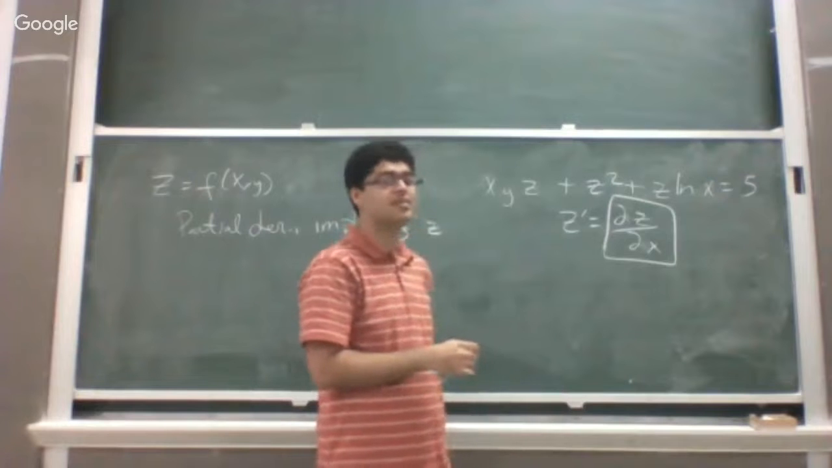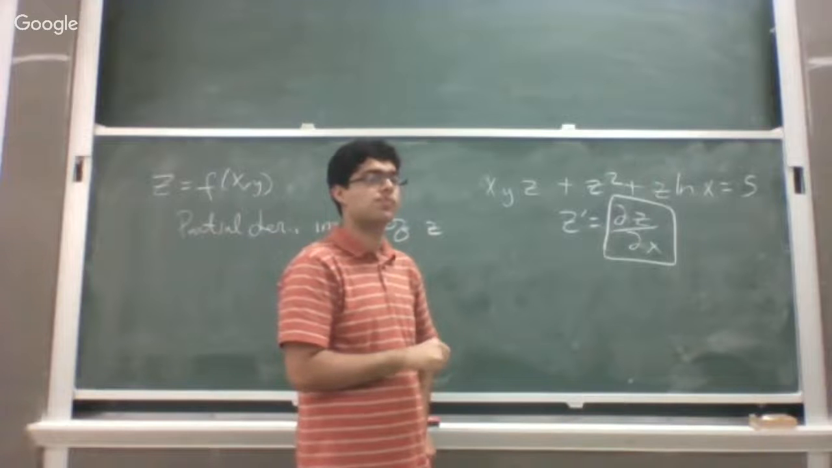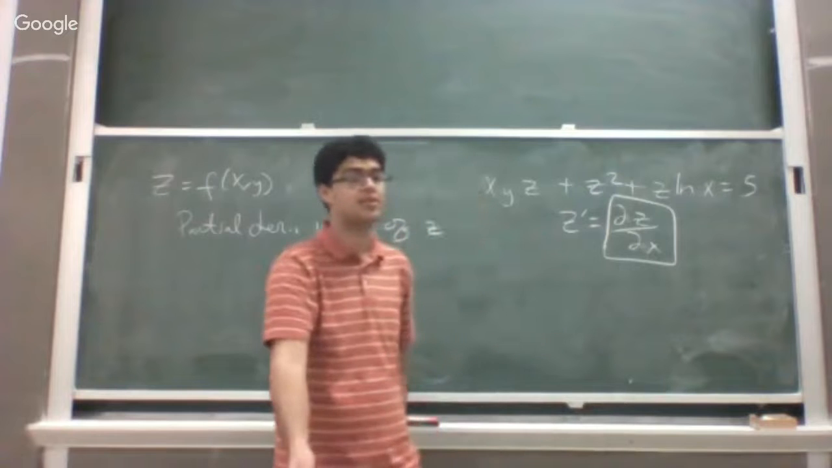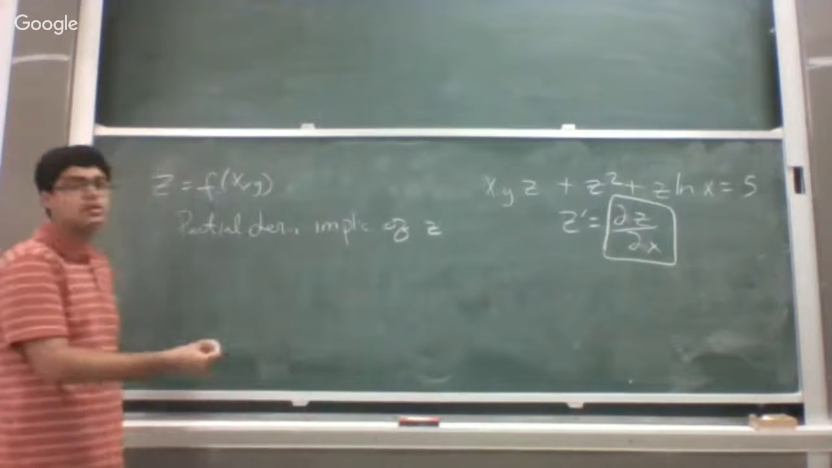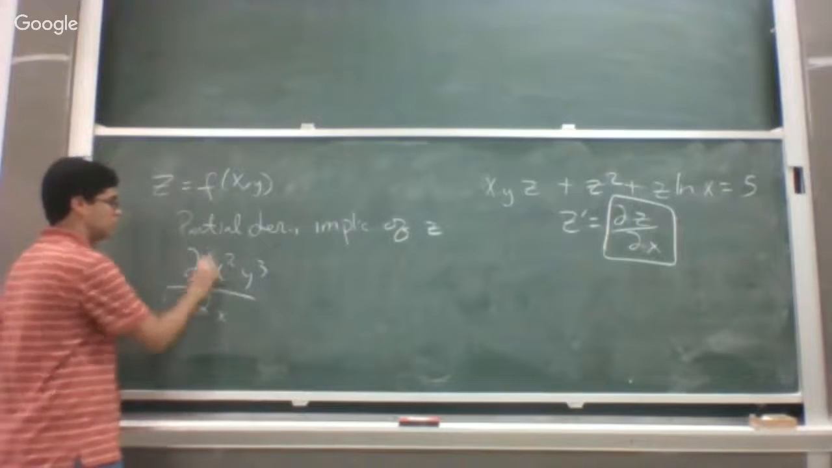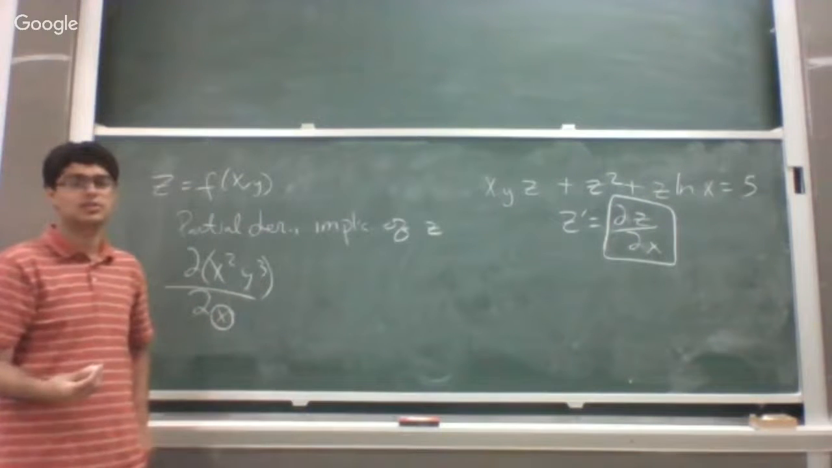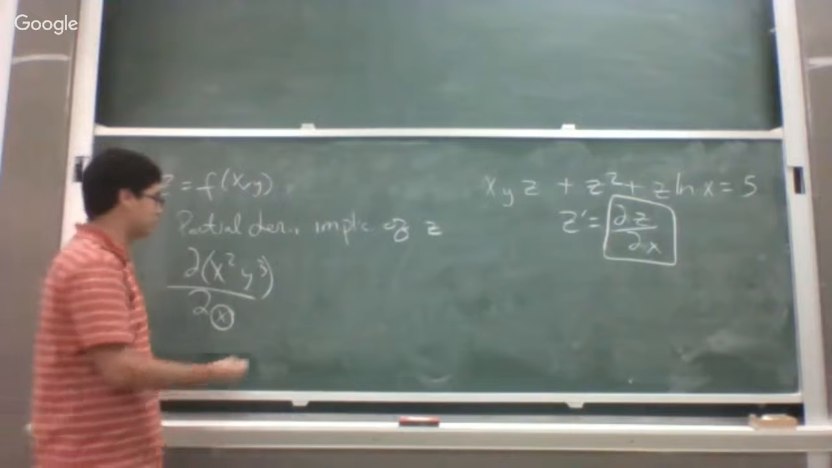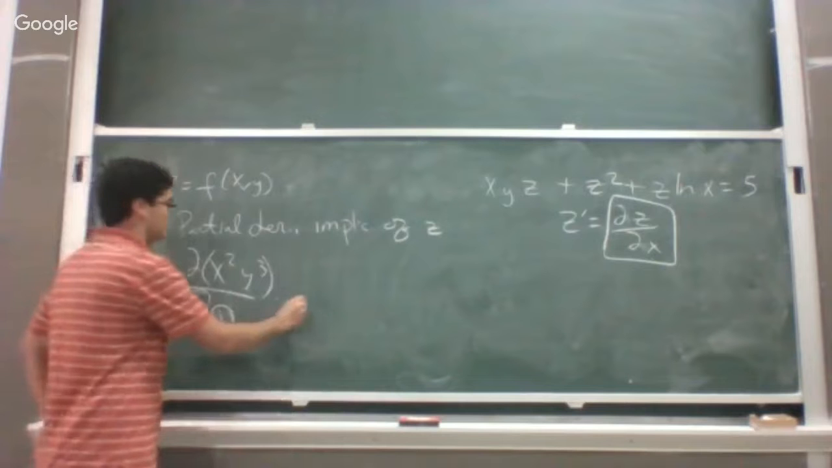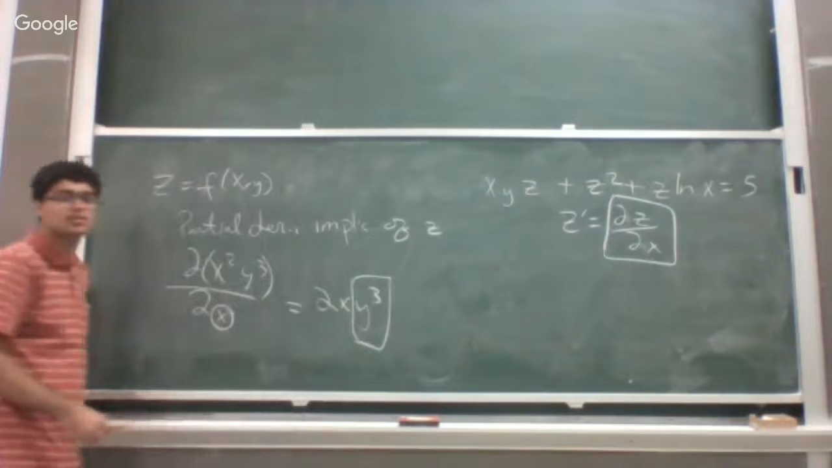Since we're taking it with respect to x, we make everything a constant besides x. Like if we were doing, say, x squared y cubed with respect to x, we treat y cubed as a constant. Yeah, this is a partial derivative. So then this would be 2xy cubed. That's what we did, but we treated this as a constant.